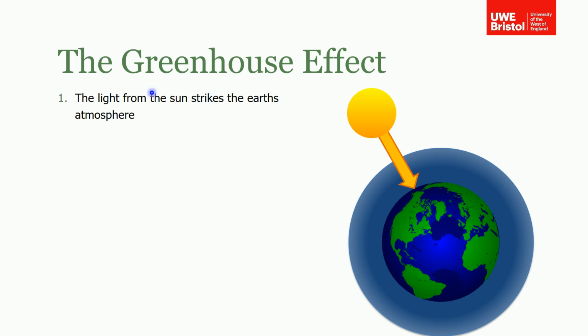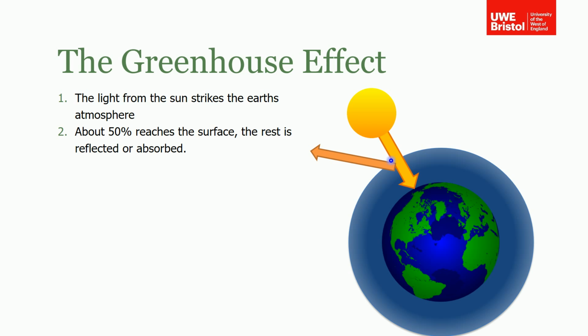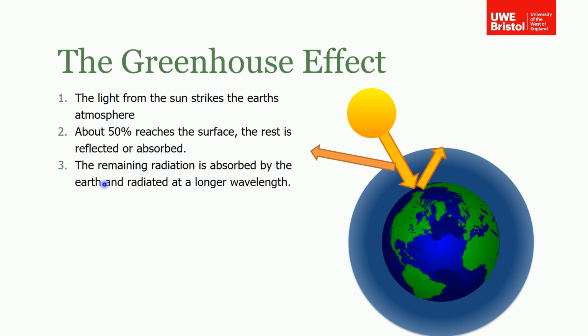Firstly, there's a thing which you've probably heard of, the greenhouse effect. Basically this is a warming of the Earth. Light from the sun strikes the Earth's atmosphere, and about 50% of it reaches the surface, and the remainder is either reflected or absorbed into the atmosphere.